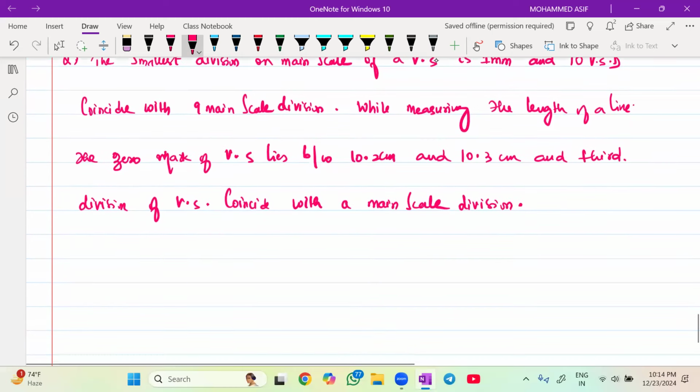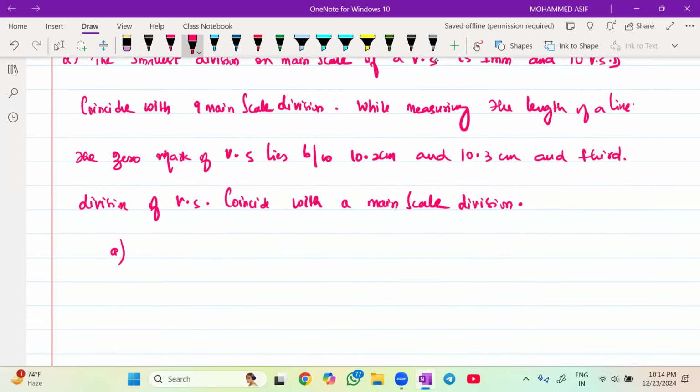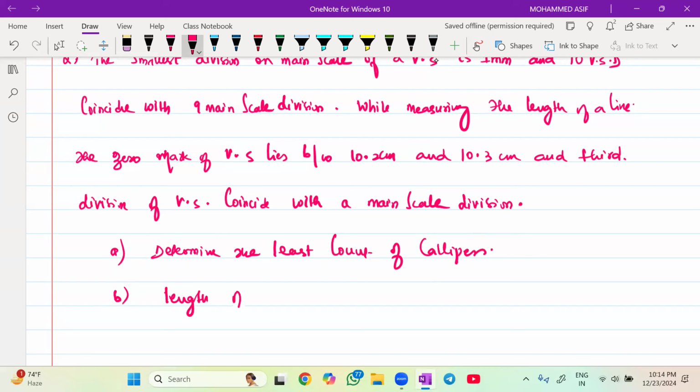This is the question. Now in this, two parts of the question are there. One is to determine the least count of the calipers, and the second is the length of the line. What do you mean by the length of the line? Can anyone tell me? Length of the line means he is indirectly asking you the reading.